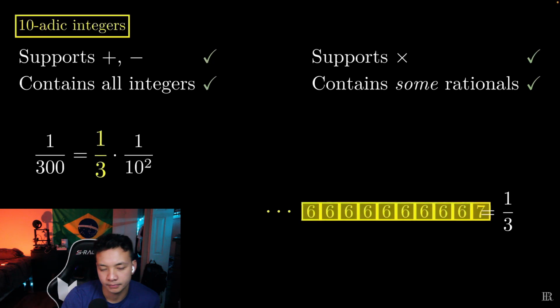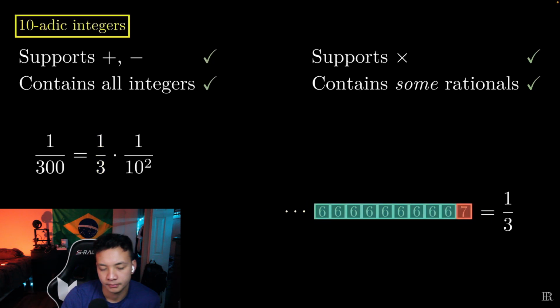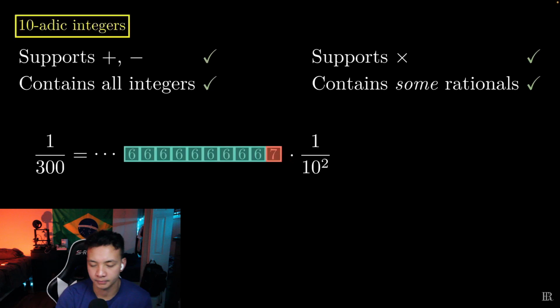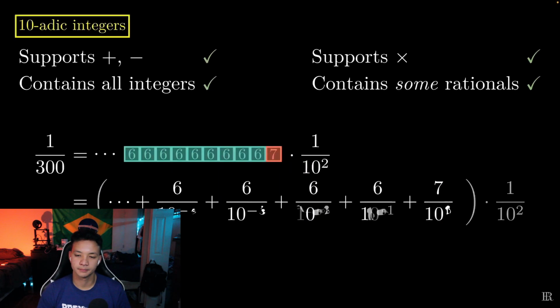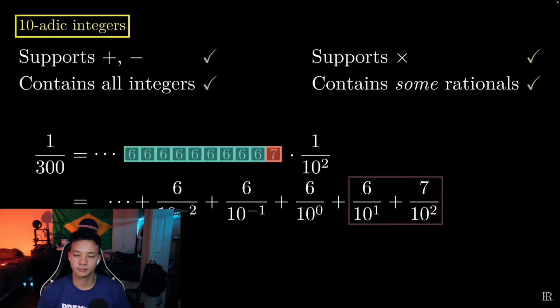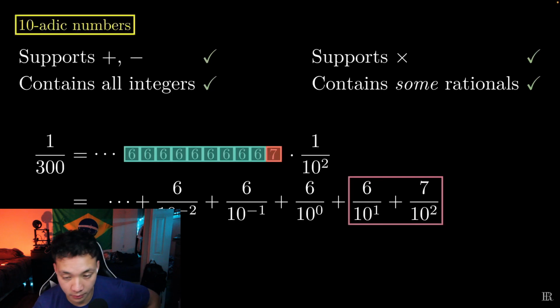For example, 1 over 300 has a denominator that is divisible by 10. Since we know the digits of 1/3, we can write 1 over 300 using powers of 10. But dividing by 10 squared shifts all the exponents up by 2. Since there are positive exponents now, this is not a 10-adic integer. Instead, it's called a 10-adic number. Real numbers can only have finitely many digits to the left of the decimal point. 10-adic numbers can only have finitely many digits to the right of the decimal point.